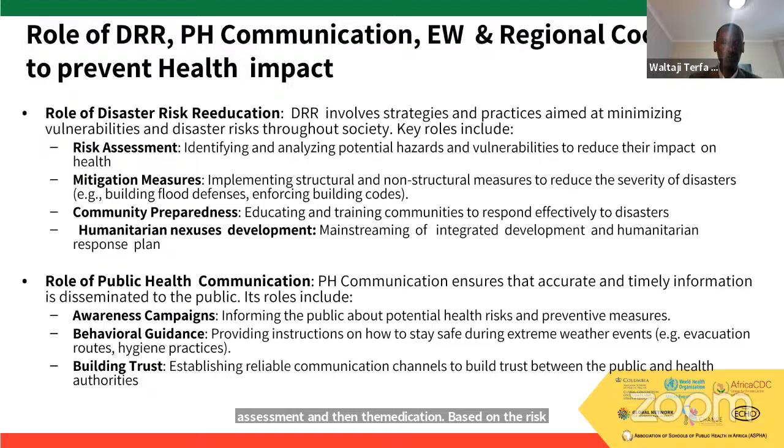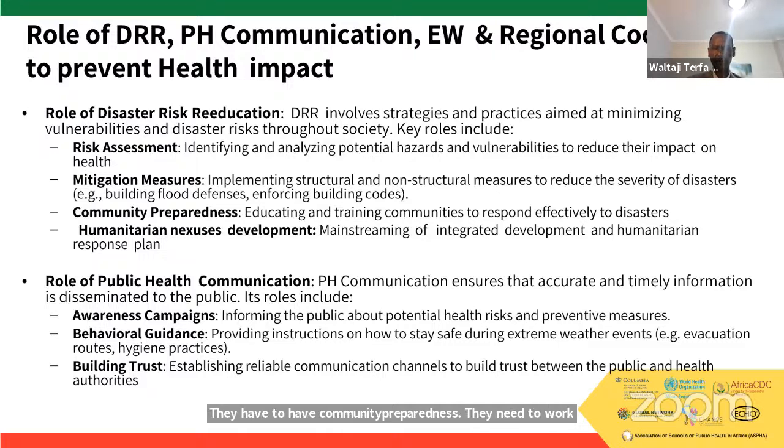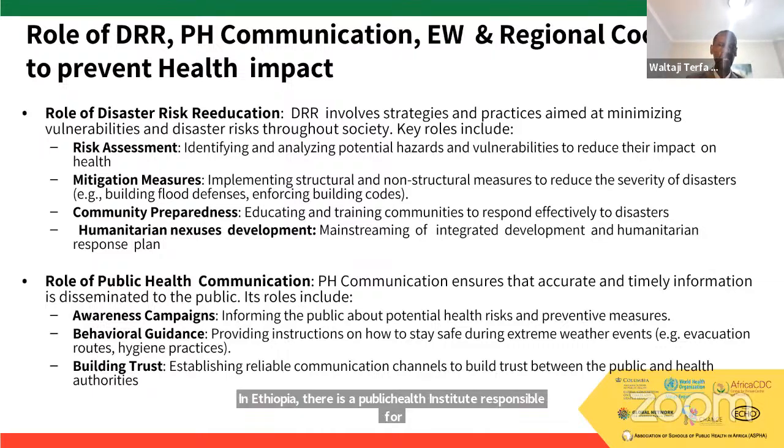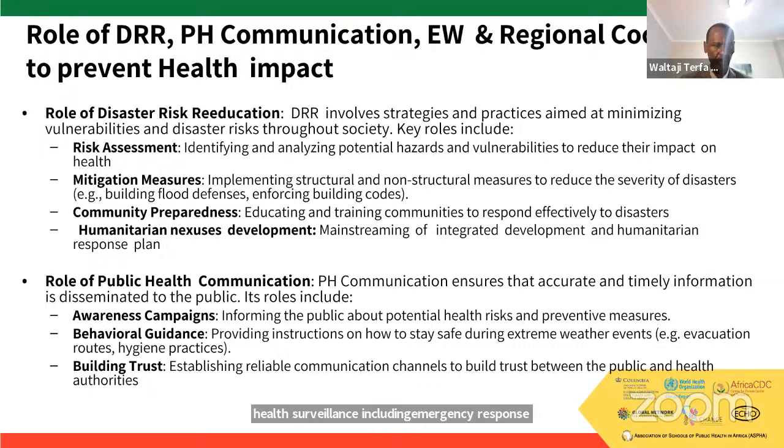They also have community preparedness, and they need to work based on evidence. They also need to work on the humanitarian-development nexus, including mainstreaming integrated development and the humanitarian response plan. This is the role of disaster risk reduction. And we need public health also. For example, in Ethiopia, there is a public health institute responsible for health surveillance, including emergency response, and also managing the disaster risk in the health sector, working very closely with the National Disaster Commission.